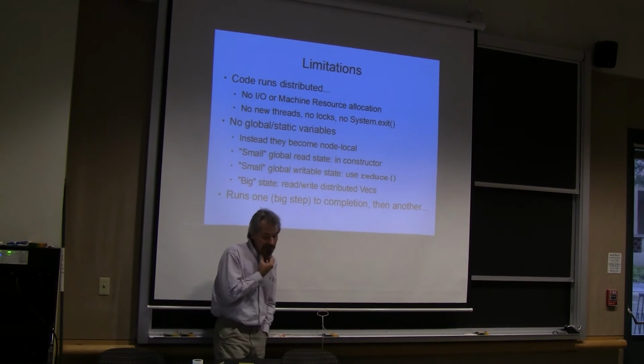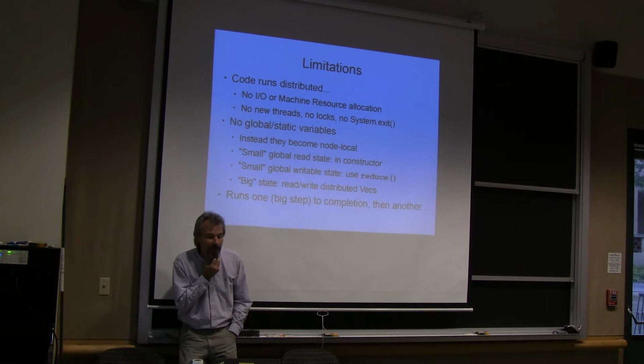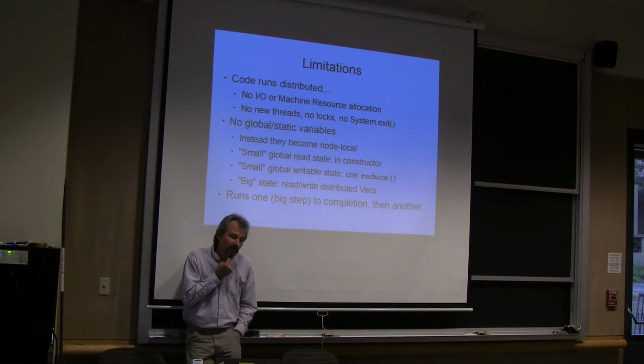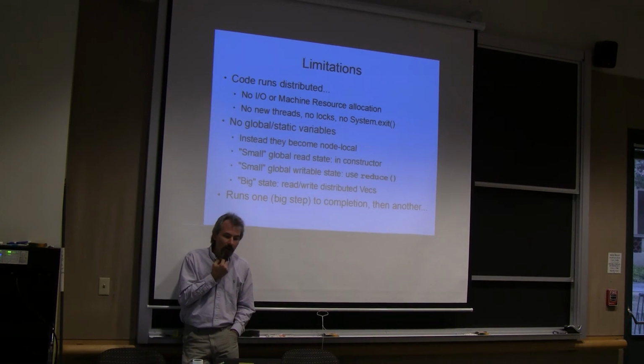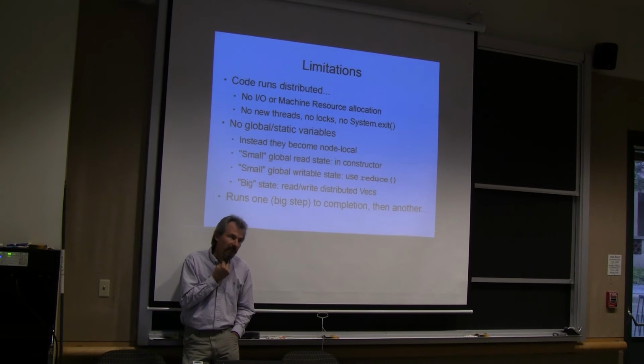So the basic idea here is the code's going to run distributed, so you can't do things that do I/O or machine resource allocation. You can't make new threads, new locks. Locks are local on the node; they're not global. You can't call system exit or you just blew the brains out of one of your cluster members. There's no global variables because they become node local.